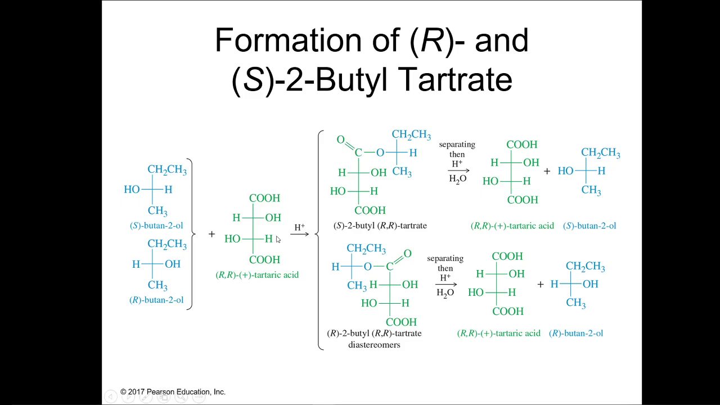So you take your inseparable compound here, R and S butanol, 2-butanol. You mix it with tartaric acid, and you get this compound and this compound. These are diastereomers. Now we can separate these, right? Because diastereomers often have markedly different physical characteristics. So once we've separated them, we can just reconstitute the tartaric acid and the butanol, and oh look, now I have S-butanol and R-butanol.